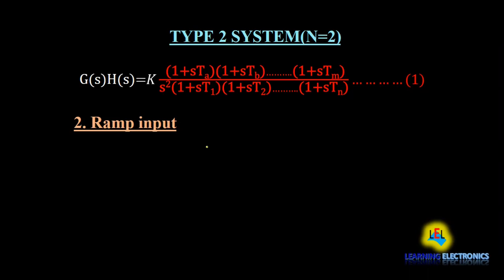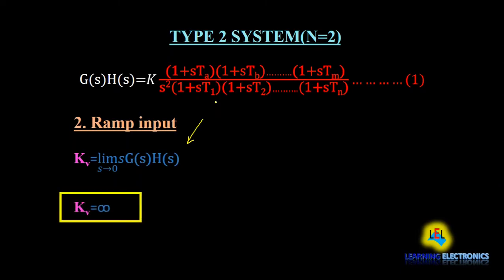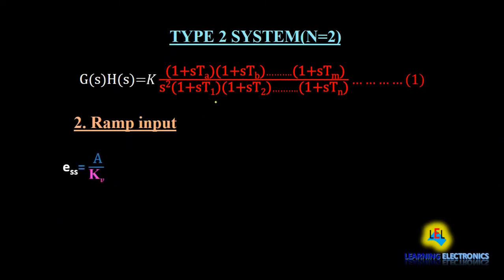Next is ramp input. For ramp input, the velocity error coefficient will control the error. So in this equation, when we put this equation of G(s)H(s), we'll get Kv is equal to infinite, and when we find out the steady state error, it will be equal to A upon Kv.